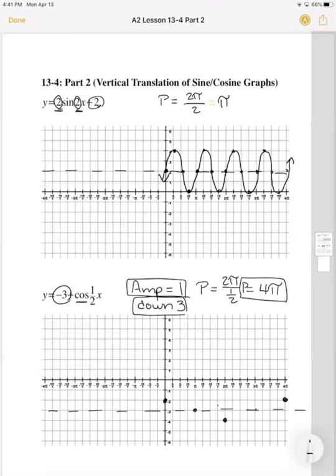And same thing over here, halfway between my minimum and my maximum, I'm going to cross the x-axis, and here it is, okay? It's going to look like that. And that is my cosine of 1/2 x minus 3. So that's it for today, guys.